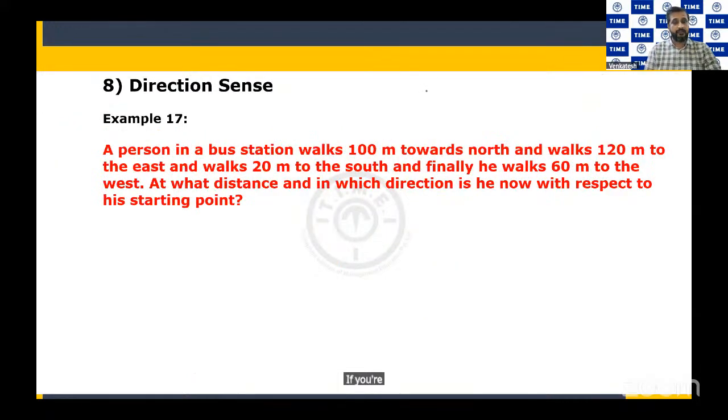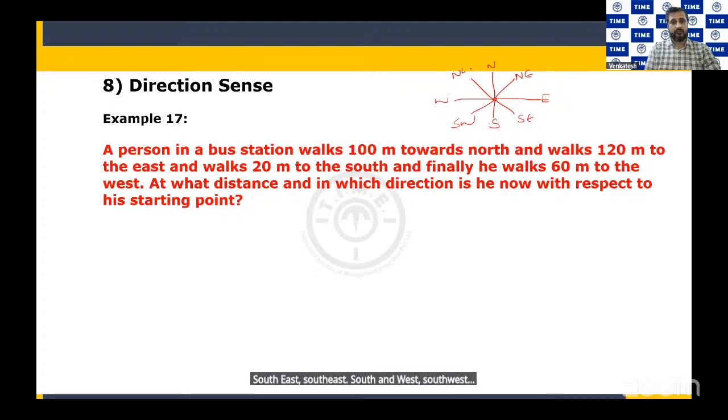Even in directions questions, the technical terms that you should know are: on a paper, right hand side is east, left hand side is west, upwards is north, downwards is south. Between north and east, northeast; south and east, southeast; south and west, southwest; north and west, northwest. This you should know.